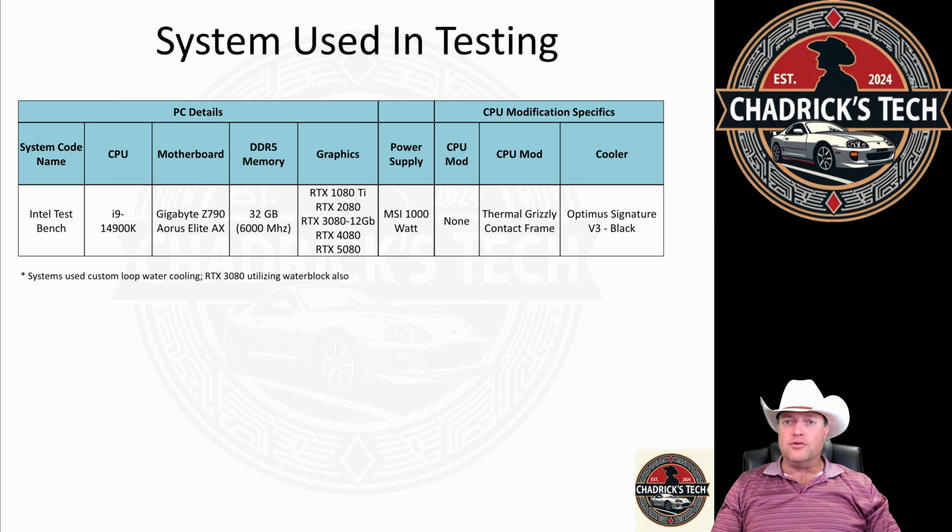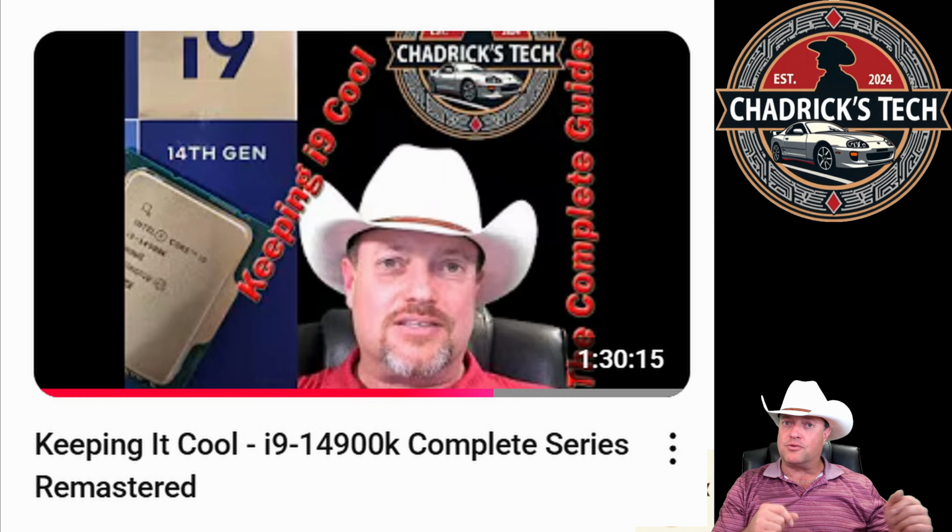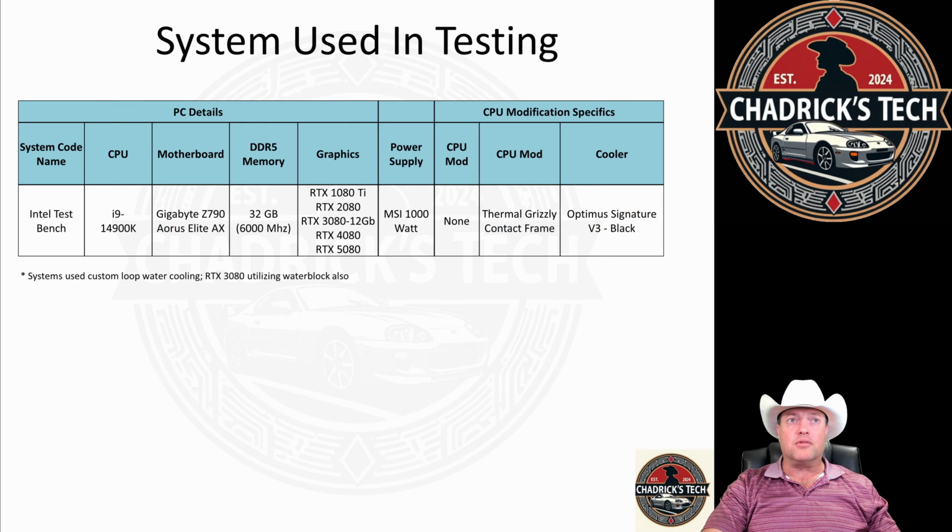I need to redo the productivity DaVinci Resolve benchmarks for that card. It's currently pulling duty in the sim rig. Didn't really want to tear it out right away. So you see the statistics for this particular system. Custom loop, Thermal Grizzly Contact Frame, Optimus Signature V3 black, amazing block. It's what I've done all of my Optimus testing with, the Keep It Cool 14th Gen series. If you go back and check out some of those, it's a great block.